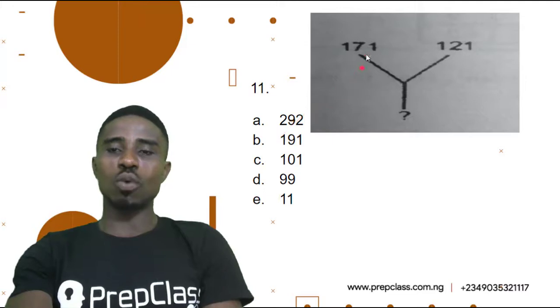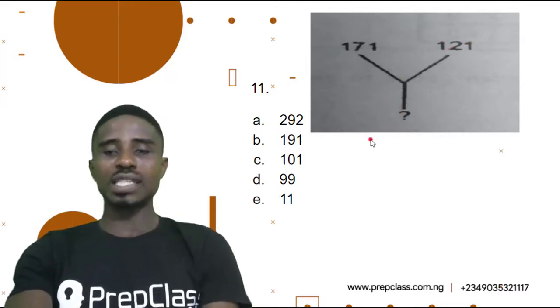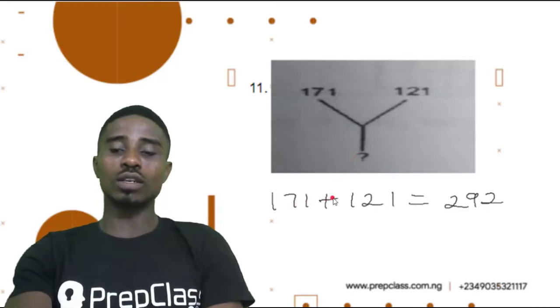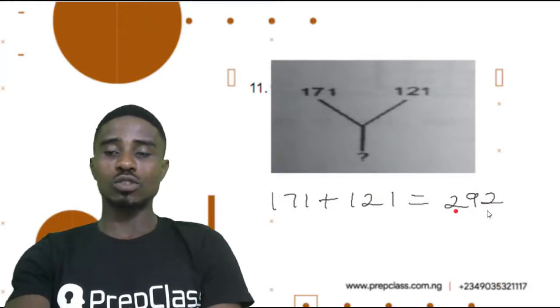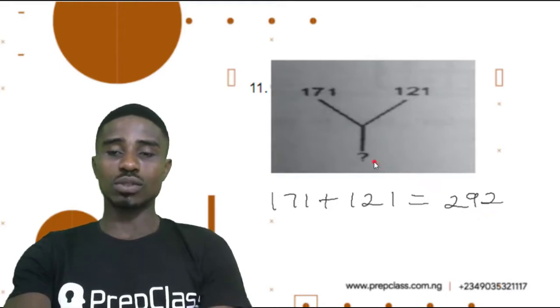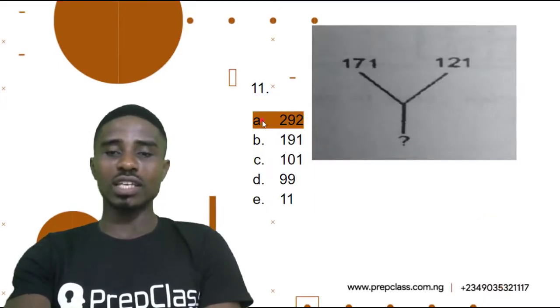Question 11, we have 171, 121. So we'll basically be adding these numbers above to give us the answer below. Let's see how to get it done. So 171 plus 121 will give us 292, because 1 plus 1 will give us 2, 2 plus 7 will give us 9, 1 plus 1 will give us 2, and that will be equal to 292. So our correct answer for question 11 will be 292. Let's check it out. Question 11, option A, 292 is our correct answer.